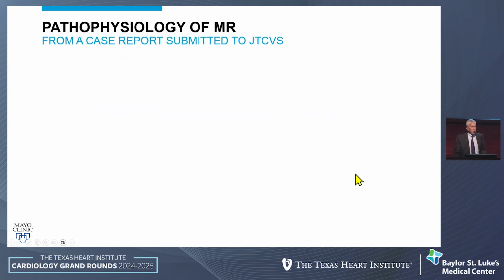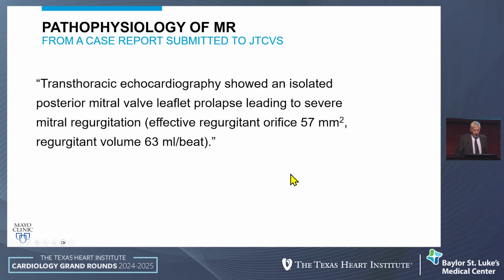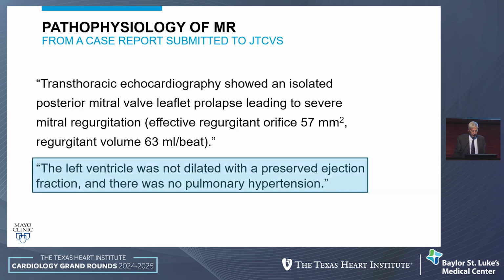Well, here's a case report that was submitted to the Journal of Thoracic and Cardiovascular Surgery. It was talking about a technique for mitral valve repair, and it says transthoracic echocardiography showed isolated posterior leaflet prolapse with severe MR, regurgitant orifice 0.57, regurgitant volume 63. And they go on to say the left ventricle was not dilated with a preserved ejection fraction. Now, whoa.